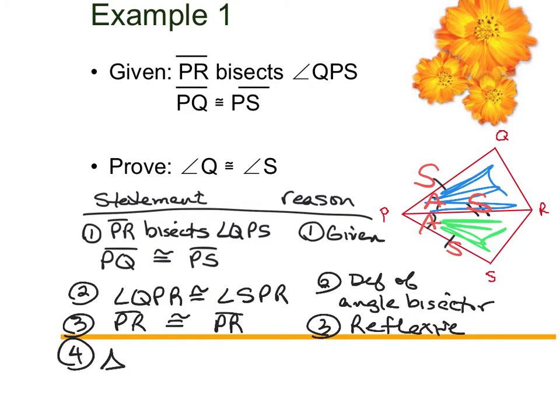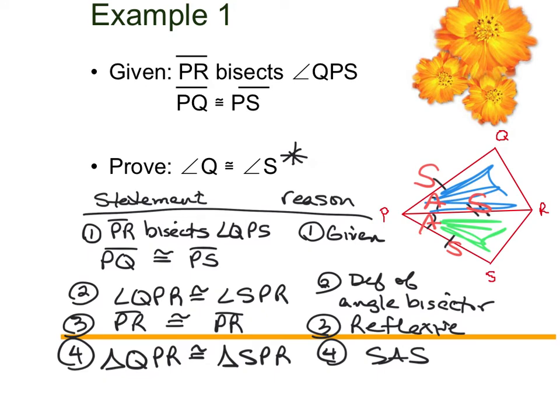So triangle QPR is congruent to triangle SPR, and that reason is side, angle, side. Now, if you recall back from the beginning, it didn't want me to prove the triangles congruent. It wanted me to show that these 2 angles were congruent.